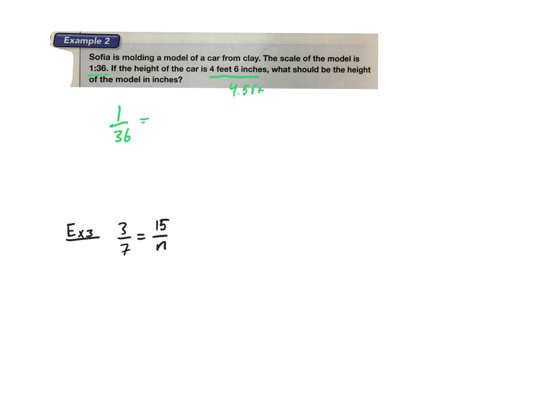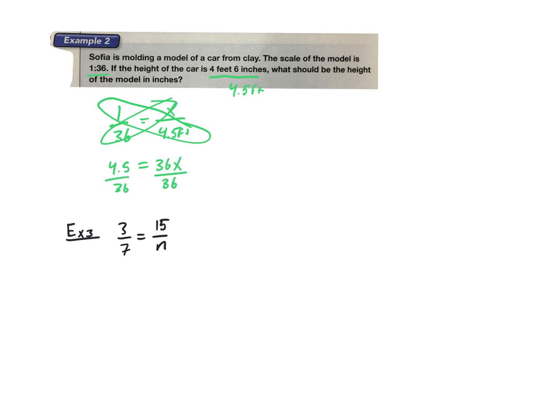Or what we could do, since we're talking about what the actual is, we can go to that, say 4.5 feet. And we're wanting to know what the length would be on the model. It's very important that we stick to model length over actual length, model length over actual length. Make sure we put this in the right place. So we're going to multiply this times this. That's going to give me 4.5. This times this is going to give me 36x.